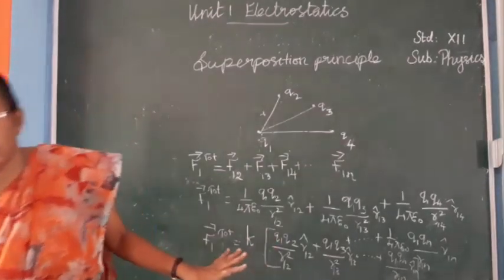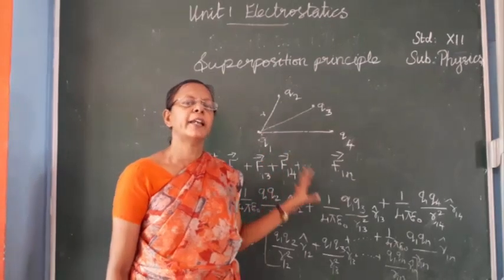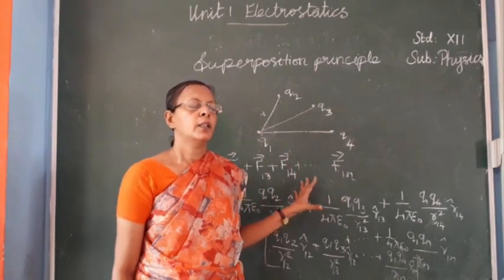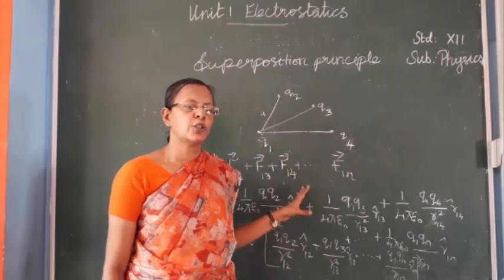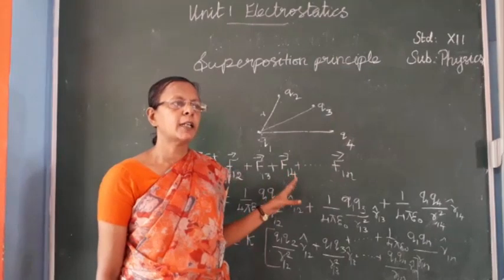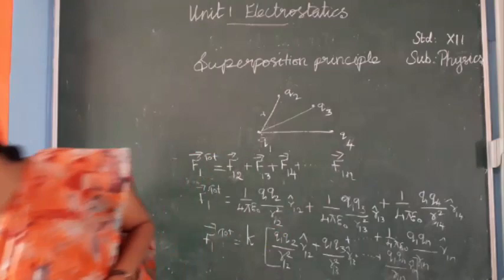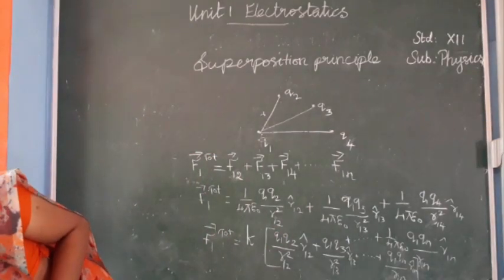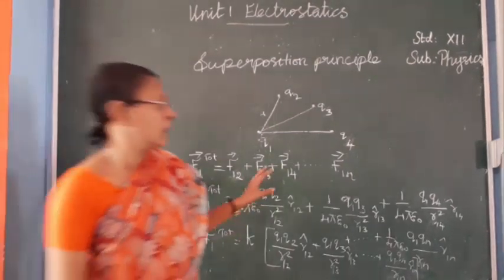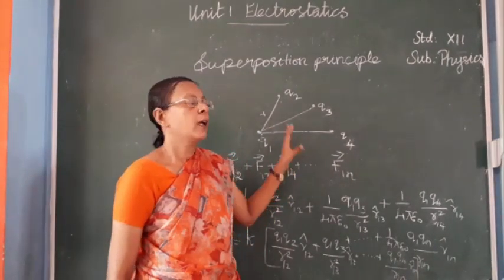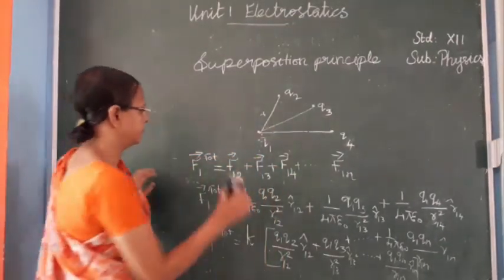These two laws, Coulomb's law and the superposition principle, are very, very important in electrostatics. They are very important, but they cannot be derived from one another. So it is important, and we have to know this well. Next, I am going to teach electric field. What is electric field?